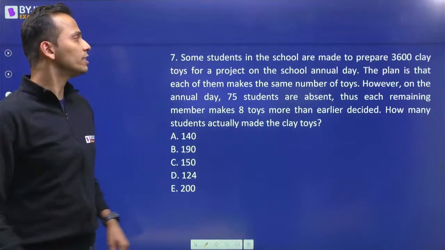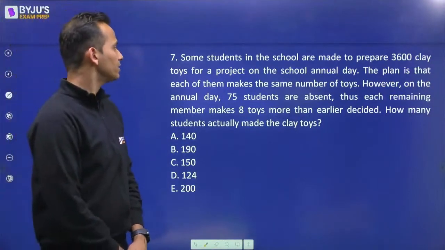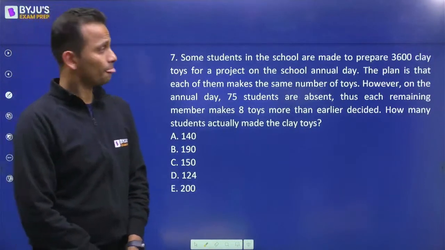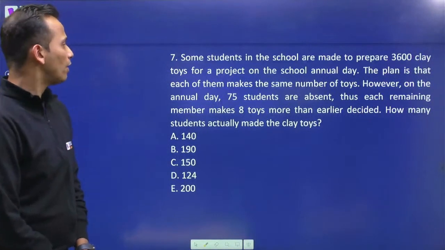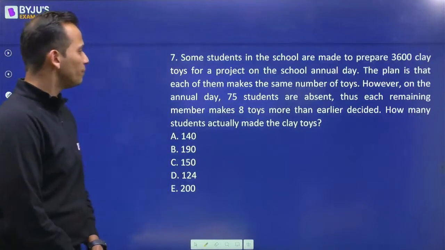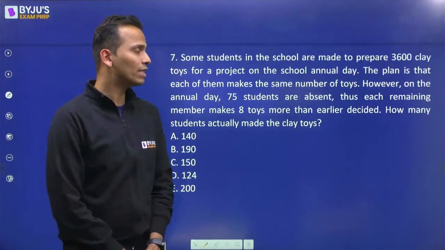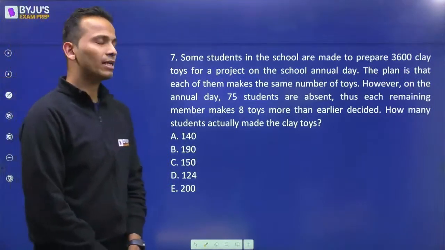Now, some students in the school are made to prepare 3,600 clay toys for a project on a school annual day. The plan is that each of them makes the same number of toys. However, on the annual day, 75 students are absent. Thus, each remaining member makes 8 toys more than earlier decided. How many students actually made the clay toys?